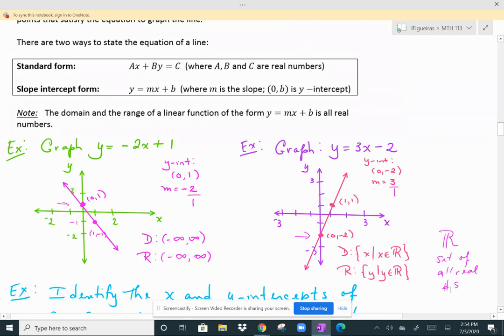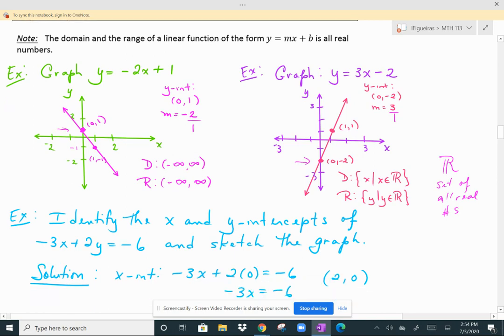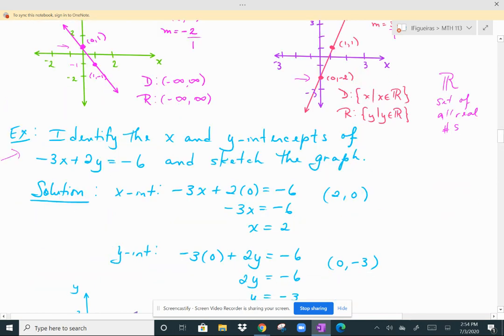Okay, so let's graph another line, but in a specific way. We're going to identify the x and y intercepts of this line, -3x plus 2y equals -6, and then sketch the graph. All right, so first let's find the x-intercept. The x-intercept is when y is 0, so that's the work you see here. So when I plug in 0 for y, I get -3x equals -6. Divided by -3, you get that x is 2. So the coordinate of the x-intercept is (2, 0), because remember y was 0.